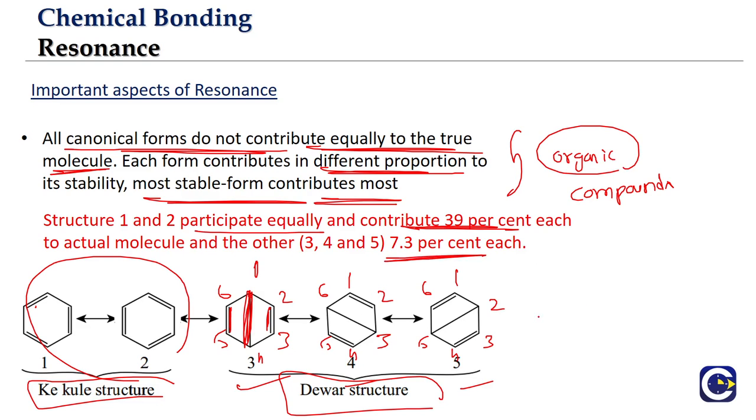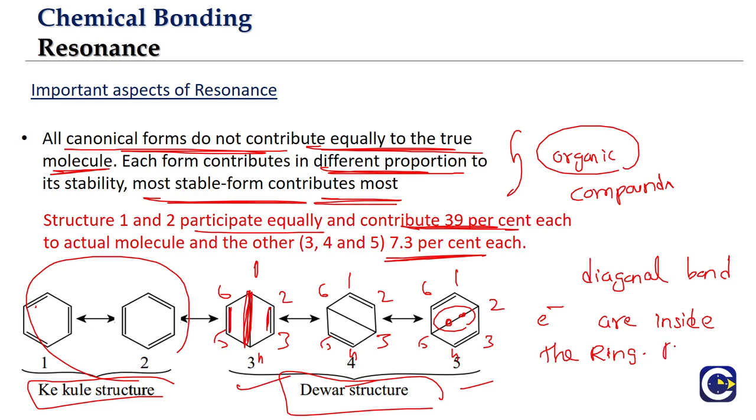Why? In the Dewar structure, if you look at it, there is a diagonal bond. The diagonal bond electrons are inside the ring. So what happens as a result of this? There will be repulsions acting in the ring, right? They will lead to what?